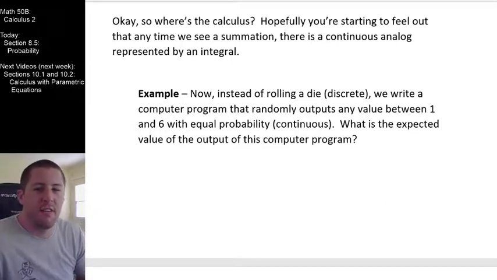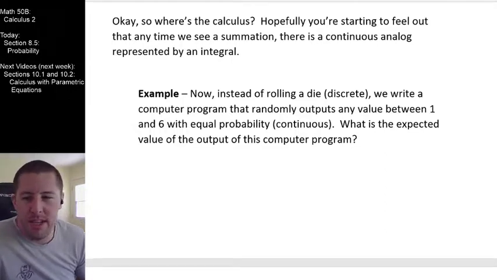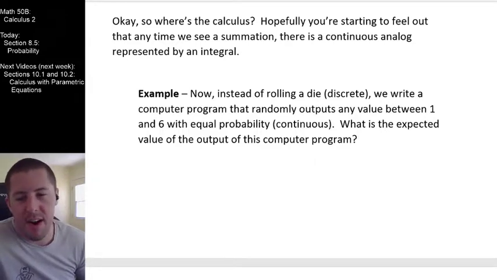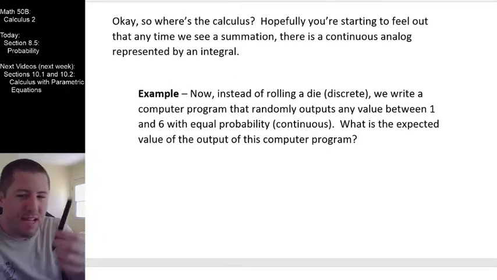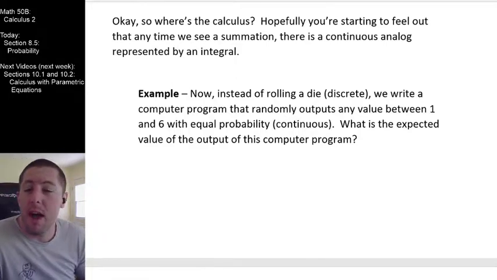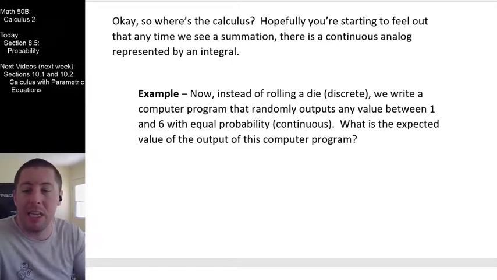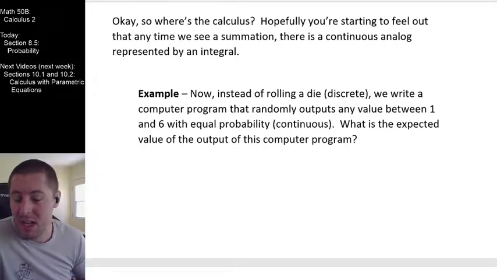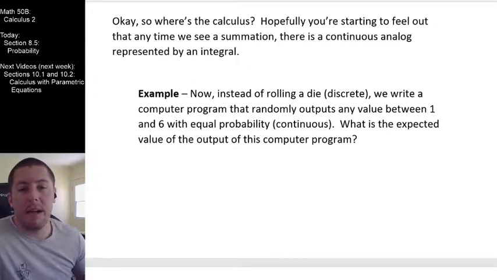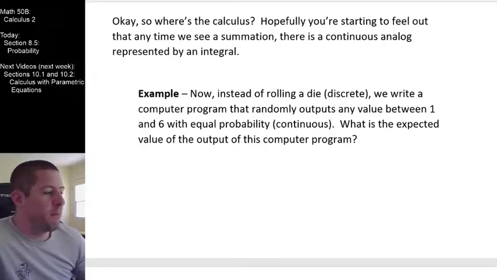So this is sort of our really lame first 3 weeks of Calc 1, where we're taking the limit as n goes to infinity. Well, let's type in n equals a billion and we're basically there, right? That's the lame version of that. That's where we're at right here. So what I want to know is, if we're instead having a computer output literally any number between 1 and 6, like a continuous interval, what is the expected value of the output from this computer program?